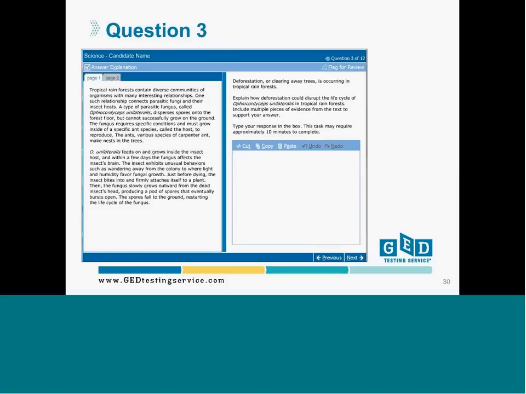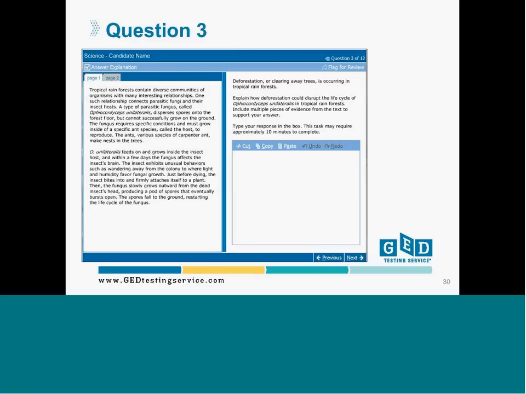So let's look at question 3. In this particular question, we have an excerpt that the student will need to read, an excerpt talking about a tropical rainforest and a specific parasitic fungus and insect host. The question is asking them to explain how deforestation could disrupt the life cycle, and they have to go through and put multiple pieces of evidence from the text to support their answer.